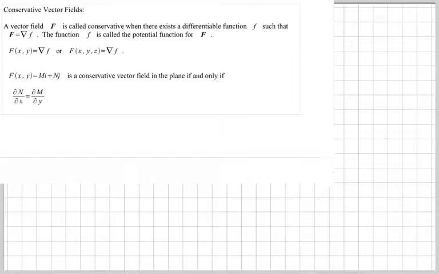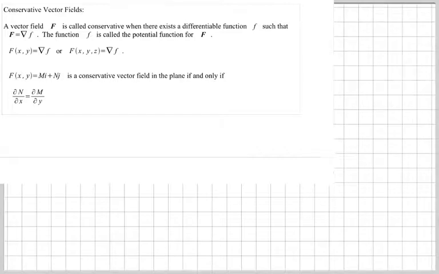That's going to be equal to the gradient of lowercase f, or in 3 dimensions, f of x, y, z, your vector field, is equal to the gradient of lowercase f. Okay. For F of x, y equal to M i plus N j, this is going to be a conservative vector field if and only if the partial derivative of N with respect to x is equal to the partial derivative of M with respect to y. So if that condition is met, then we have a conservative vector field.